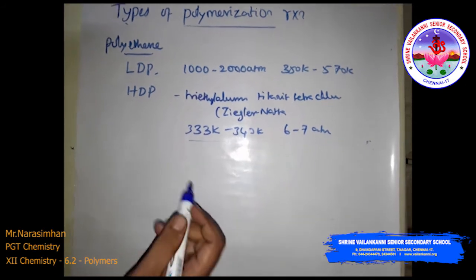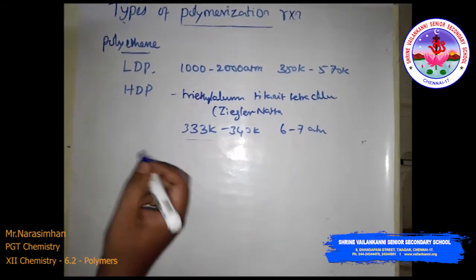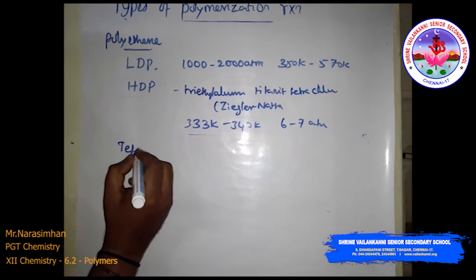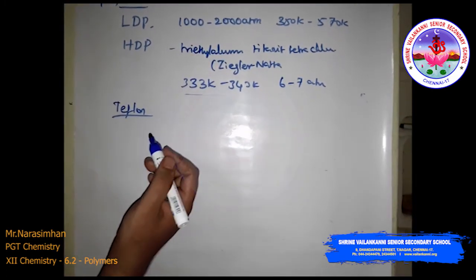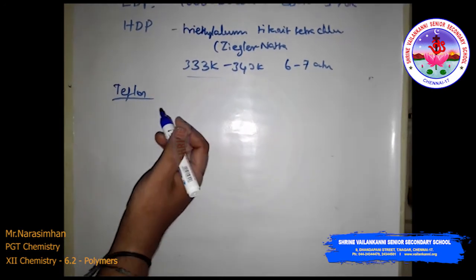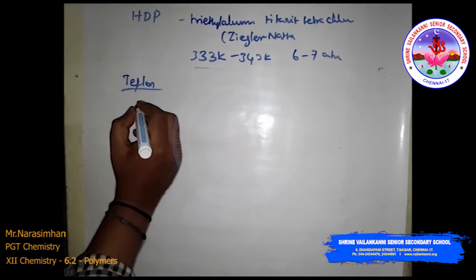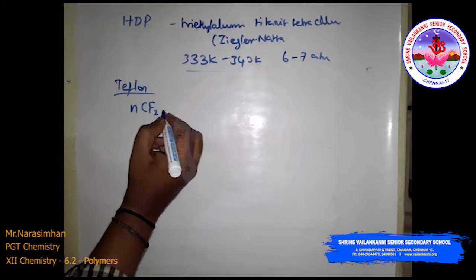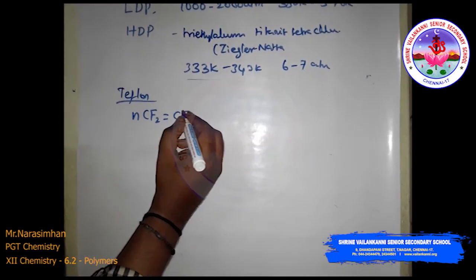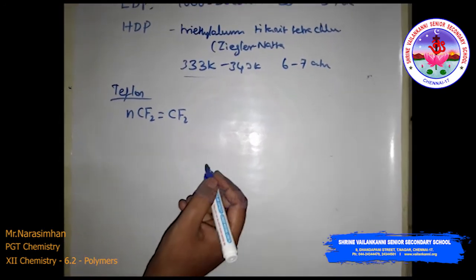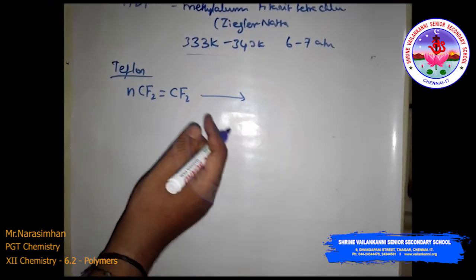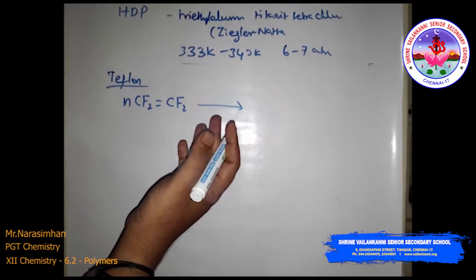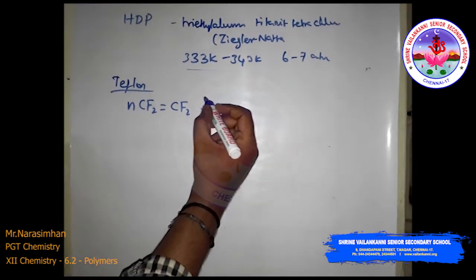Then the second one is polytetrafluoroethene, that is called Teflon. How is it prepared? From tetrafluoroethene, that is CF2 double bond CF2, using a catalyst and high pressure. That is tetrafluoroethene with a free radical or persulfate catalyst. You can use a persulfate catalyst.